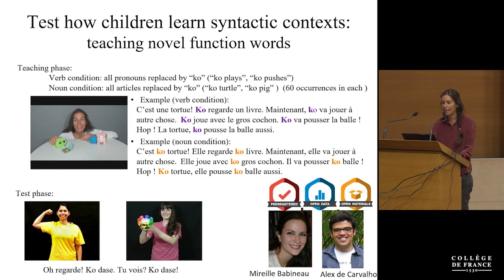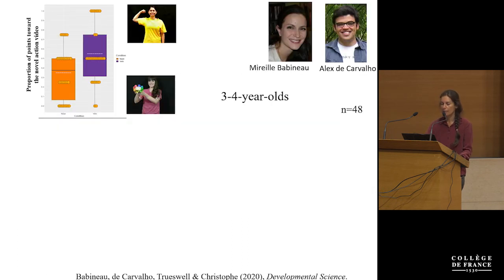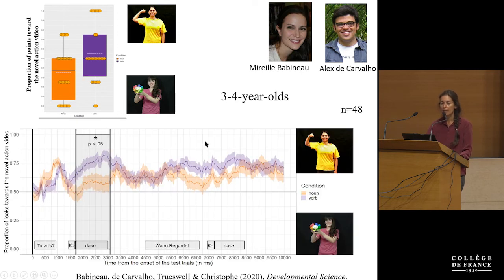And so at test, after they have watched this video, which lasts about 10 minutes, we present them with an alternative between a novel action, this lady here is moving her arm like this, and a novel object that is presented by another lady here. And the results here, you see that both in their pointing responses and in their looking behavior, the verb group here in purple tends to choose the novel action more often than the noun group in orange here, okay?